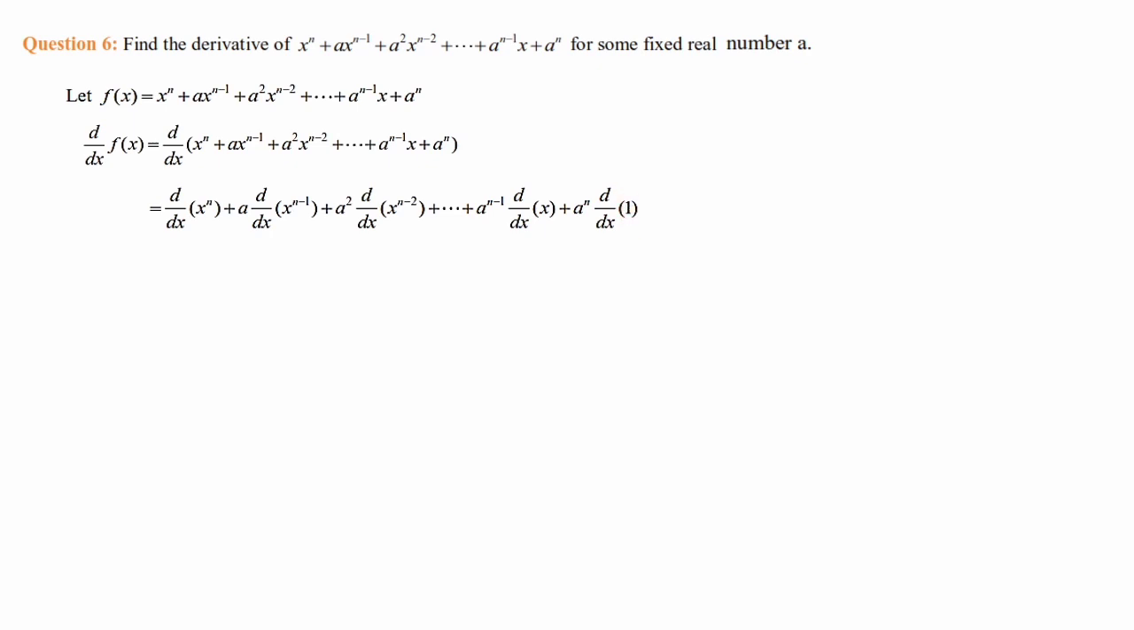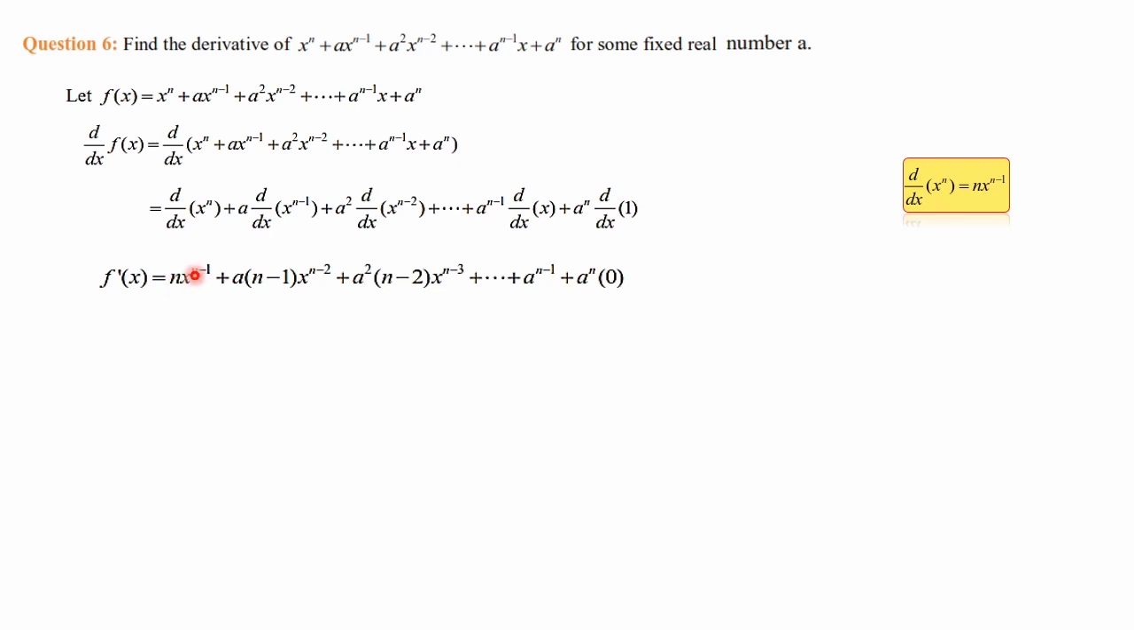Next, by using the formula d by dx of x power n is equal to n into x power n minus 1, we can find the derivatives of these terms. So d by dx of x power n, the formula itself, is n into x power n minus 1, means the power will be 1 less, that's all. Here n is there, so the power of the derivative will be n minus 1. This n will be coming here, that is n into x power n minus 1.